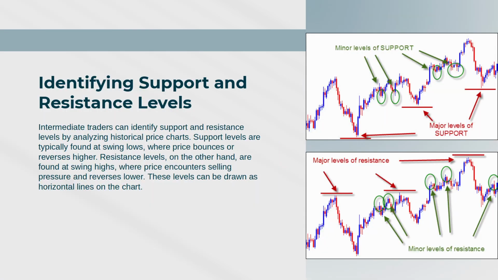Identifying support and resistance levels. Intermediate traders can identify support and resistance levels by analyzing historical price charts. Support levels are typically found at swing lows, where price bounces or reverses higher. Resistance levels, on the other hand, are found at swing highs, where price encounters selling pressure and reverses lower. These levels can be drawn as horizontal lines on the chart.